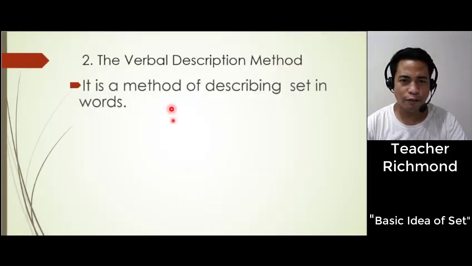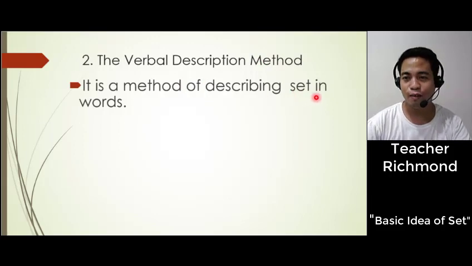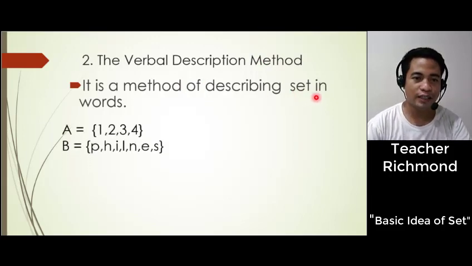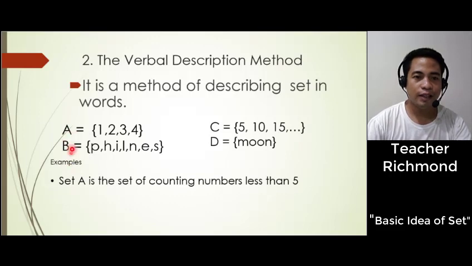Next, we have the verbal description method. It is a method of describing a set in words. It's very simple. So let's say, for example, we have this set A. If you are going to write set A, the elements of set A are 1, 2, 3, 4. So if you are going to use the verbal description, you will just simply write or say set A is the set of counting numbers less than 5.